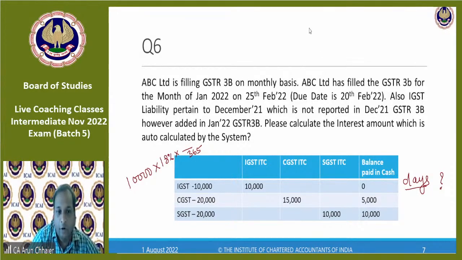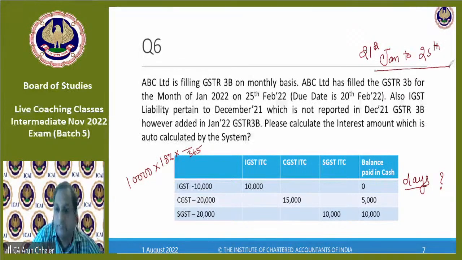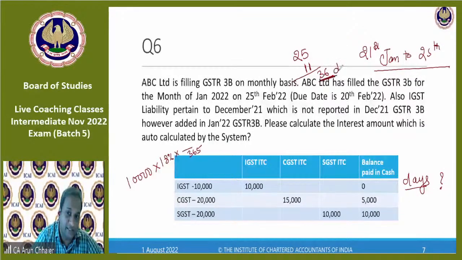So calculate from 21st Jan to 25th Feb. Calculate the number of days from 21st Jan to 25th Feb. So how many days? 21st, 22nd, 23rd, 24th, 25th, 26th, 27th, 28th, 29th, 30th, 31st. Kindly confirm, will it not be 11? The right answer would be 36 days.